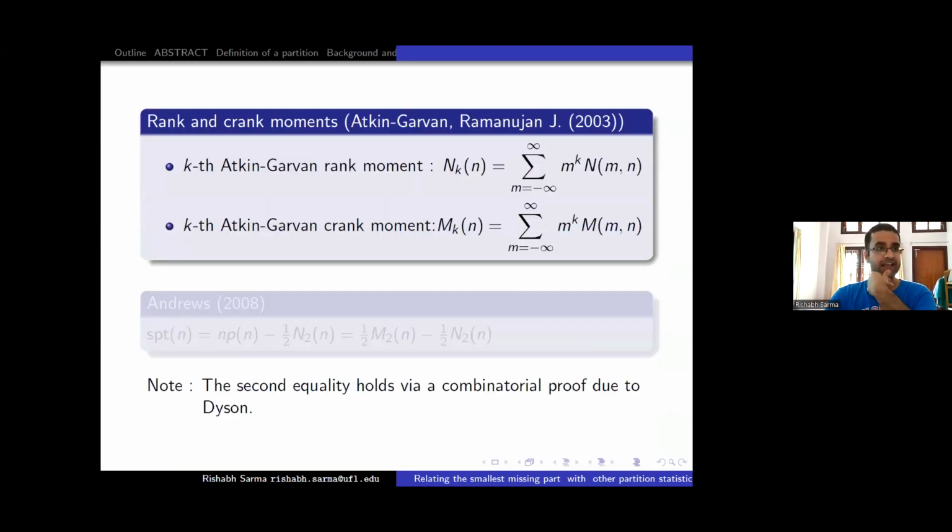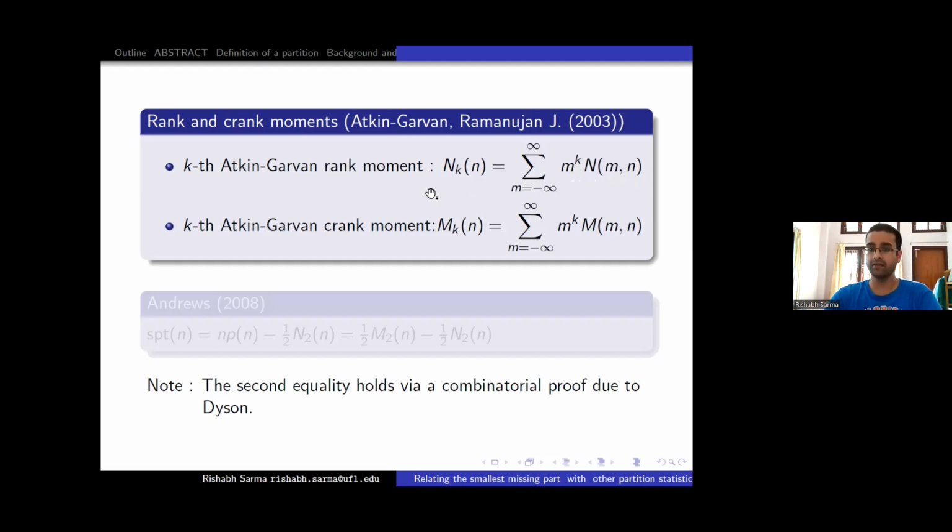The last relation that I have is the relation of the max with the SPT function, and for that we need the Atkin-Garvan rank and crank moments. It is nothing but an infinite sum of the rank function, the total number of partitions of n with rank m. It is an infinite sum with a weight factor at the front.